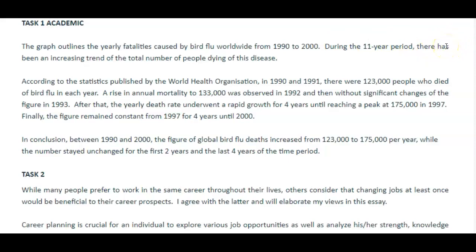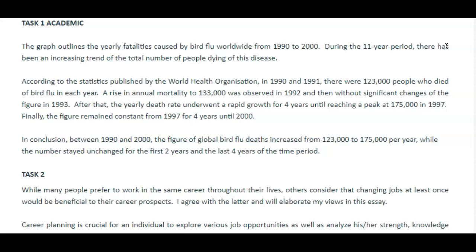There was an increasing trend. According to the statistics published by the World Health Organization in 1990 and 1991, there were 123,000 people who died of bird flu in each year. A rise in annual mortality to 133,000 was observed in 1992, and then without significant changes of the figure in 1993. After that, the yearly death rate underwent a rapid growth for 4 years until reaching a peak at 175 in 1997. Finally, the figure remained constant from.